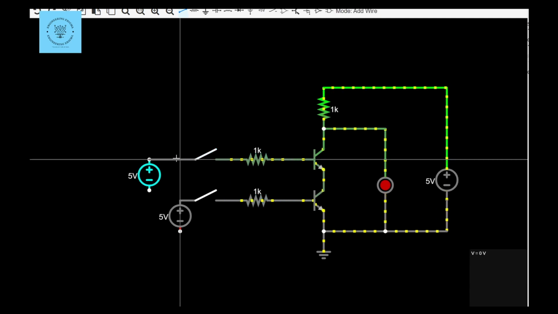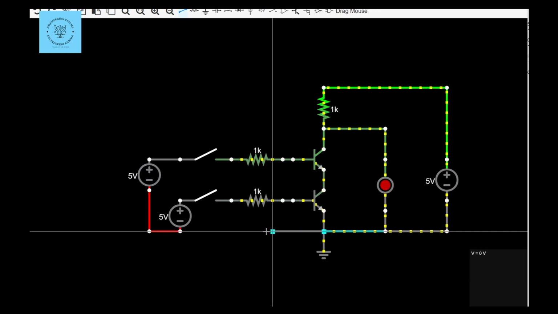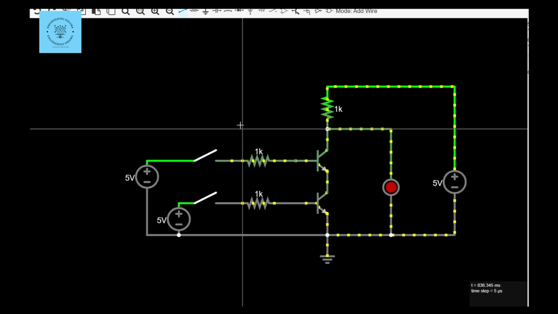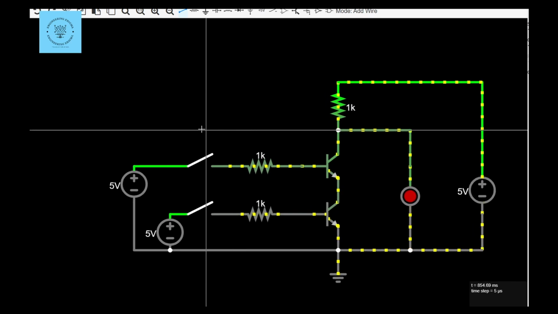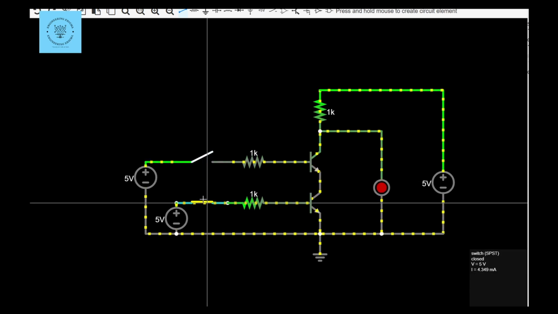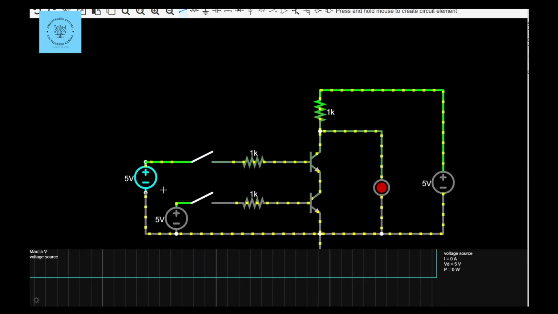Now let's check the different input conditions. First case, when both inputs are 0. Both transistors remain off, so current flows through the LED and the LED turns on. This means the output is 1. Second case, when A is 1 and B is 0. The first transistor turns on, but the second transistor remains off, so the path is incomplete and the LED stays on. The output is still 1.